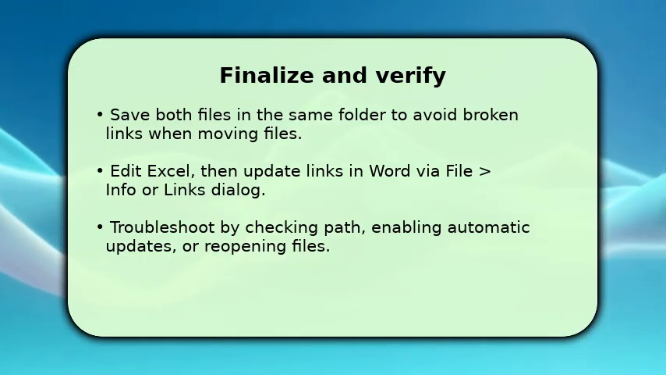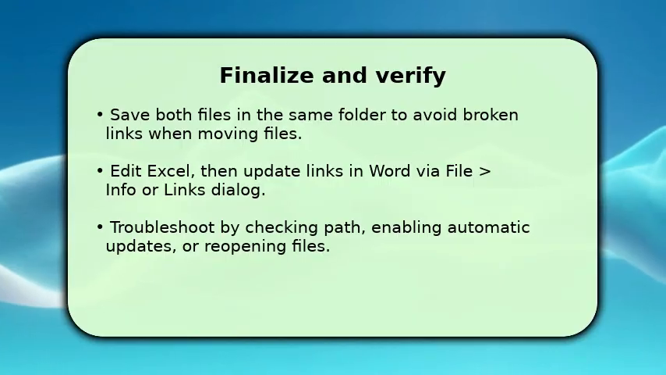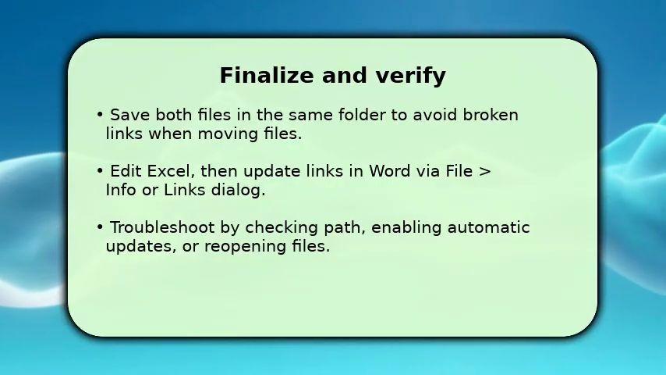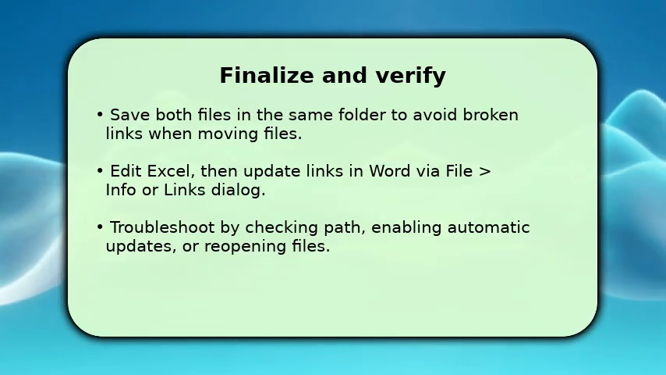If the data doesn't update, check the Excel file path, enable automatic link updates in Trust Center, or reopen both files. One key tip: broken links often mean the source file moved. Restore the original path or relink the object.